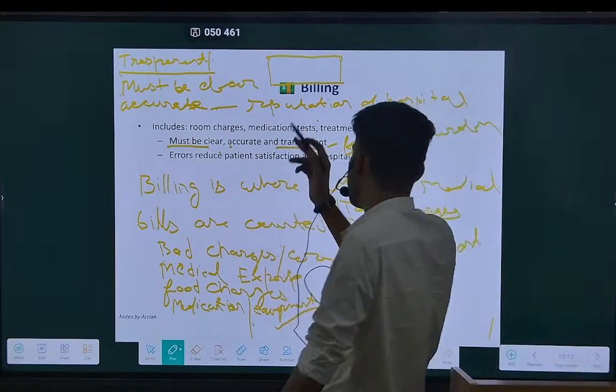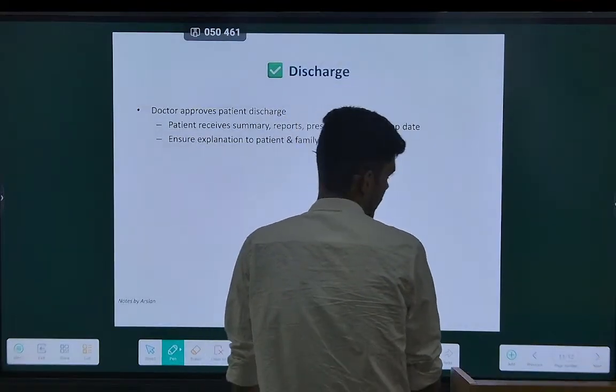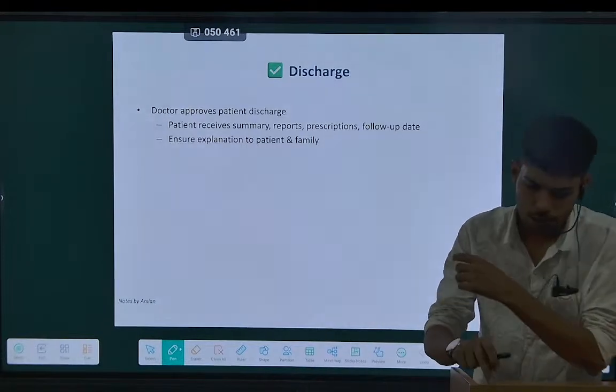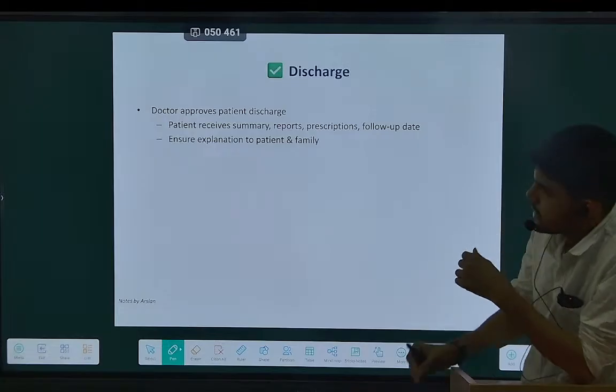So now we know what happens at the billing. Now we will go to the next. After the billing is done, the next is the discharge. When does discharge happen?